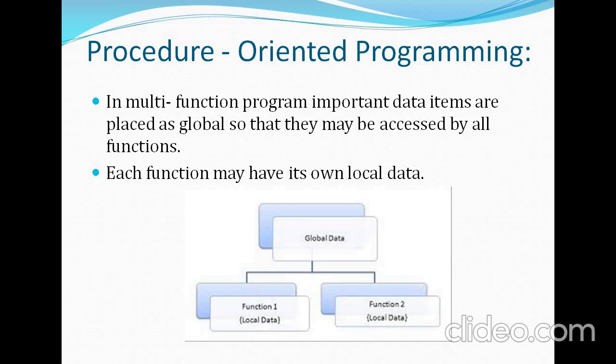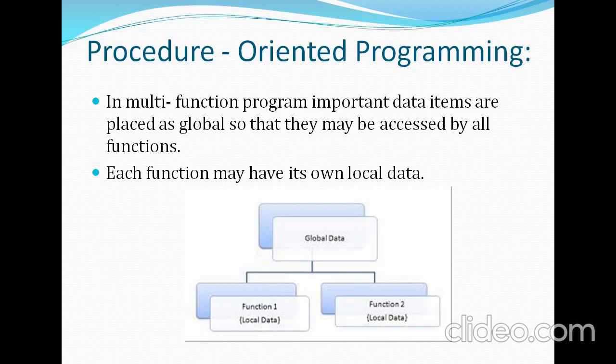Here this is global data, and we have function 1 and function 2. In function 1 we have local data, and in function 2 we have another local data. Global data is nothing but variables declared on the top of the main program. Those variables are called global variables, and these variables can be accessed by all the functions. These variables are freely moving.